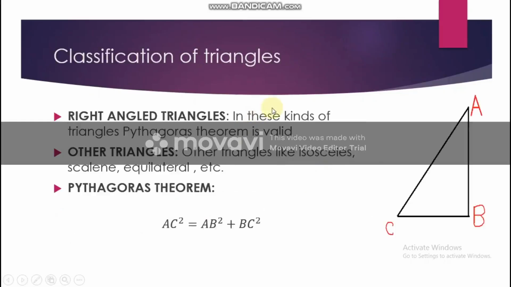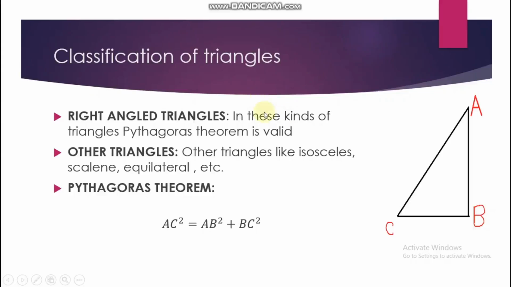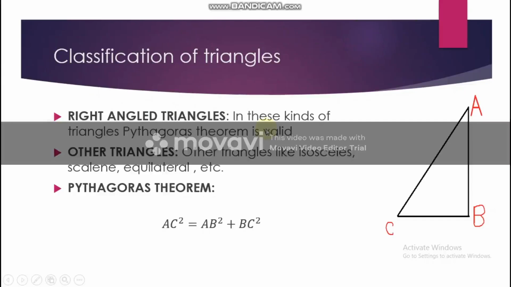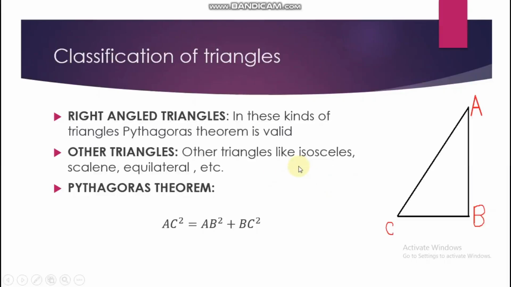So the next thing is the classification of triangles. So basically, how do you classify a triangle? Broadly, you can classify them into right angle triangles and the other triangles. In right angle triangles, the Pythagoras theorem is valid. We will discuss what the Pythagoras theorem is. And in the other triangles, like isosceles, scalene, equilateral triangles, you can't necessarily say that the Pythagoras theorem is valid, but we have to do some resolution. We will discuss what resolution is in the proceeding class, right?